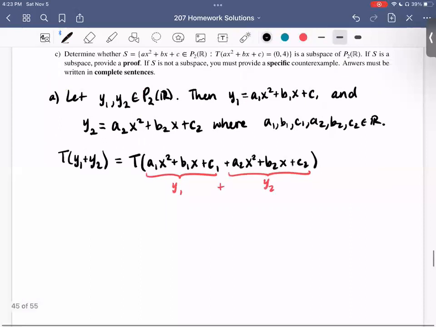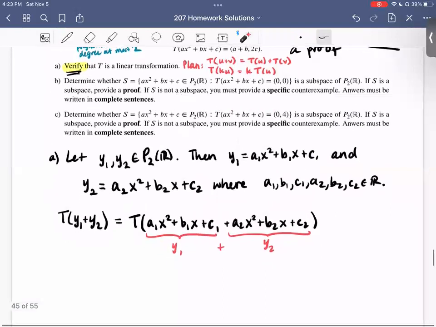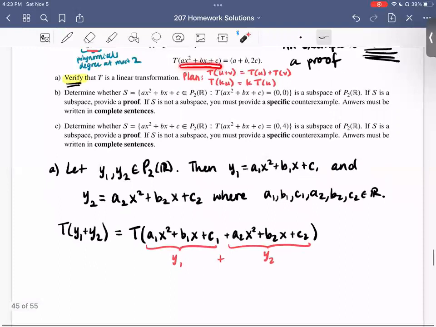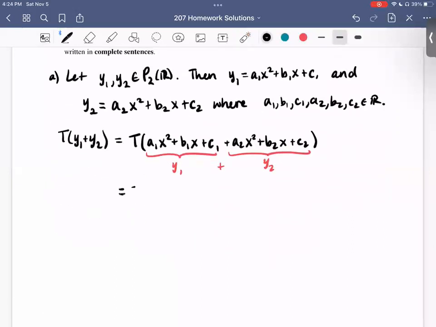Now let me rewrite this a little bit so that it looks more like this format: something times x squared plus something times x plus a constant. That just means I'm going to group. I still have T hanging out here. I haven't applied the transformation yet, so I can't get rid of the T. But I just want to rewrite what's in here in a way that groups the powers of x. So I'm going to group everything that has an x squared next to it.